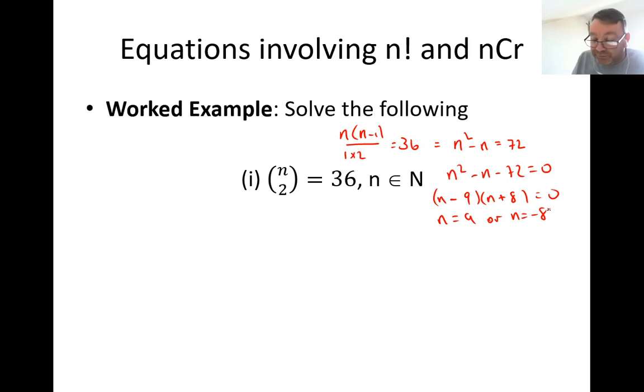Are both answers acceptable? Go back, there's a condition on your question. The answer you get must be an element of natural numbers. Reject the minus 8 and choose the 9. So your answer there will be 9.